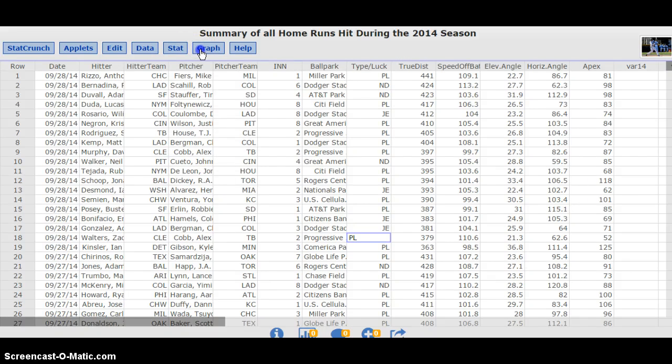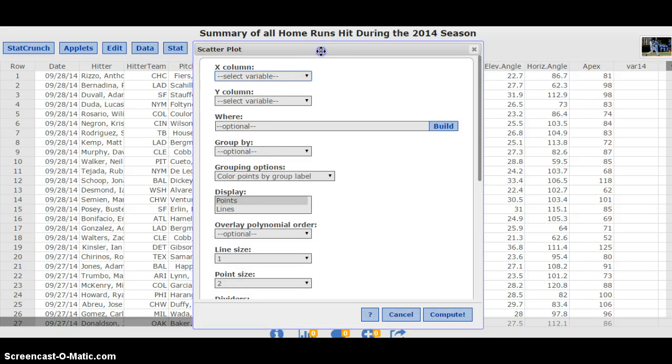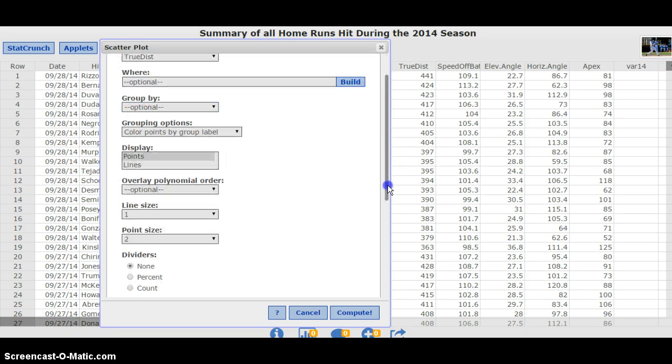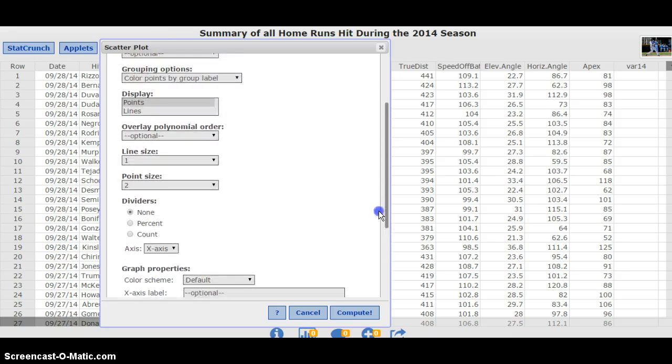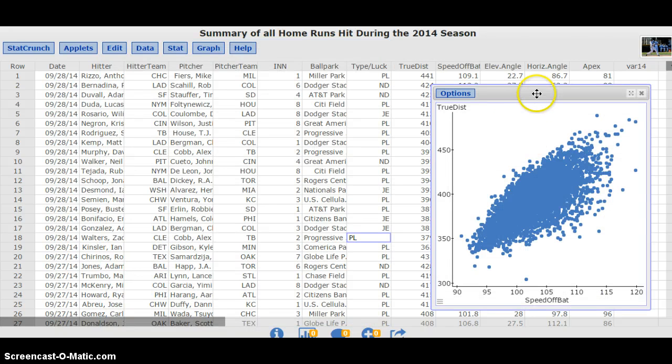Just real quick here, well, first off, let me show you a scatter plot. So we're going to go to graph, and then down here to scatter plot. Let me move this over so we can see the names of these. Again, we're using the speed off of the bat as the predictor, or the explanatory variable, so that's going to be our X column. Our Y column is going to be true distance because that's what we're trying to predict. Off the other things, we don't really need to change anything. I'm going to let it pick what it wants to do, and if we need to go back and change anything, we can. When we hit compute, this is the scatter plot that we get.